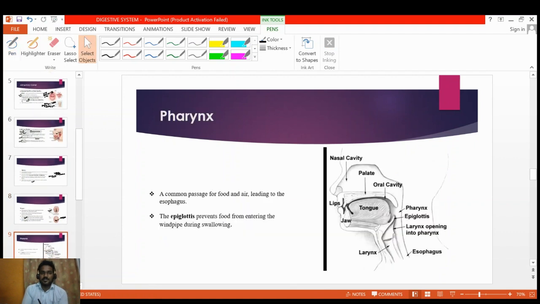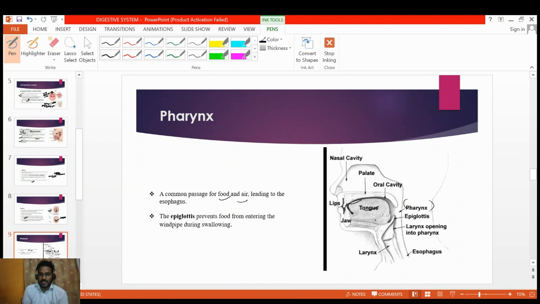Next we have the pharynx. As the food moves from the mouth region to the tongue region, it reaches the common chamber, the pharynx, through which food and air are passed. There is a flap-like structure known as the epiglottis, which guards the entry of the windpipe. As we swallow the food, it covers, or lids, the windpipe so that the food is easily swallowed.